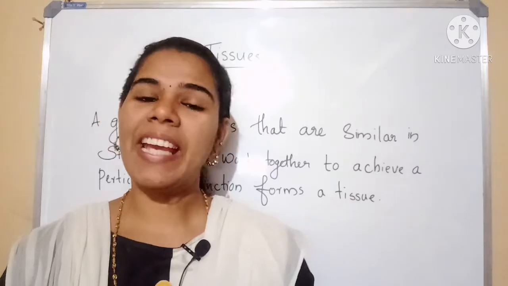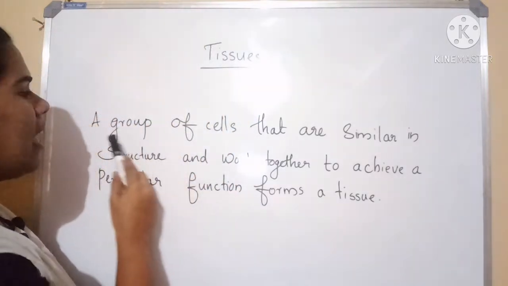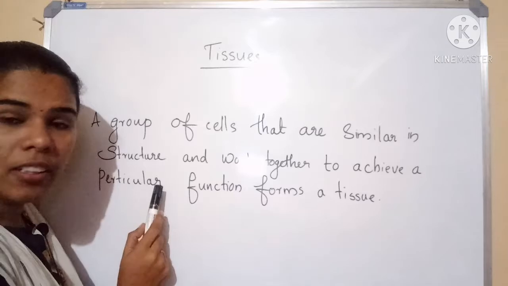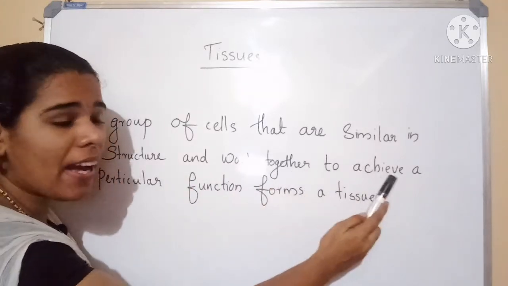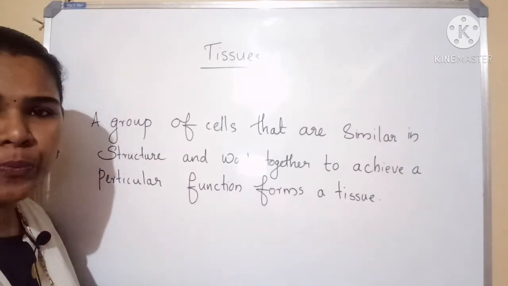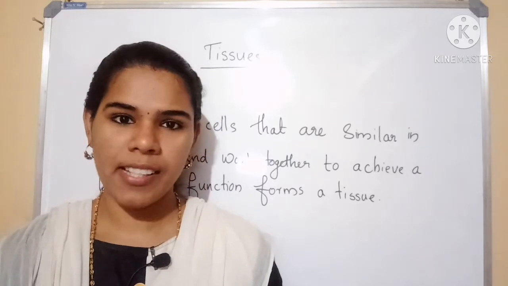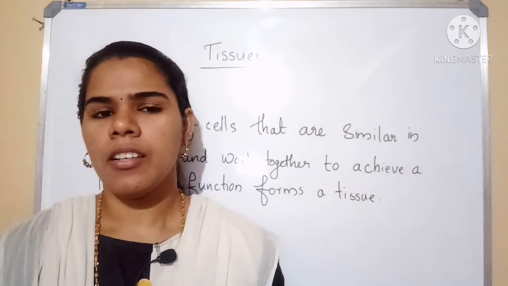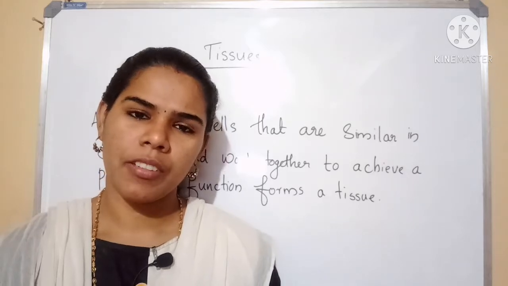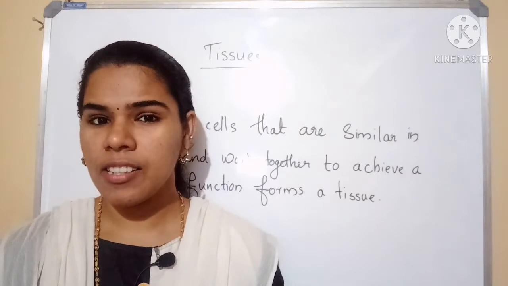So we explained the definition of tissues. One more time: a group of cells that are similar in structure and work together to achieve a particular function forms a tissue. I think you got this term, tissues. So the next question is, are plant tissues and animal tissues different? Do you know that? Is there any difference?